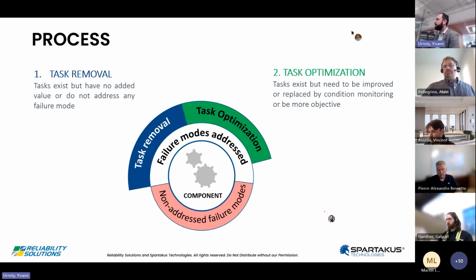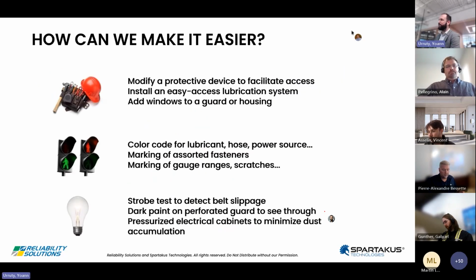So optimizing what's left means a lot of things, right? Like Alain said, in the first place, one of the things we can do is to take tasks that are done on a down day and transform them into tasks we can do on the run so that we don't have to shut down the machine to do PM. And there's a lot of things we can do during that section.